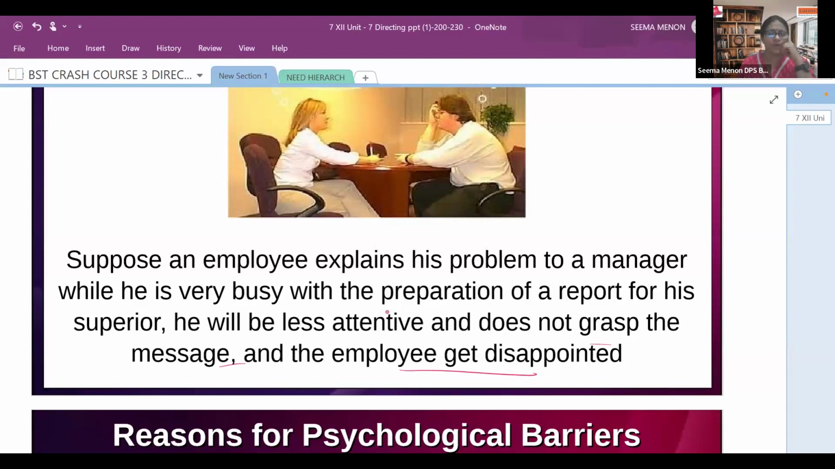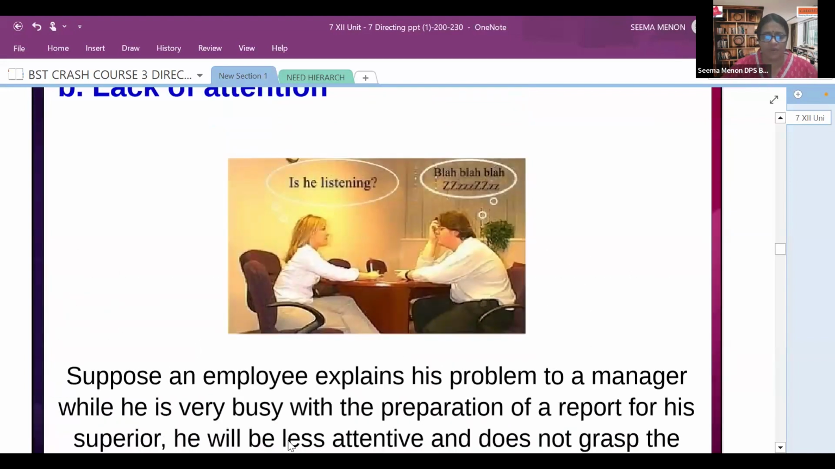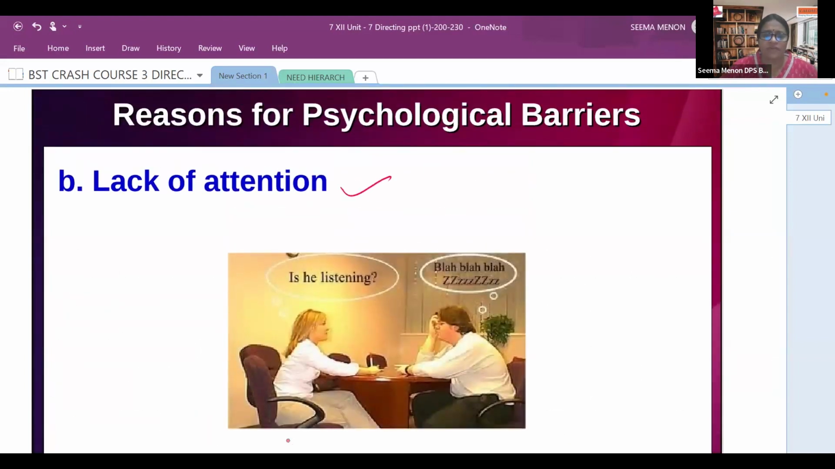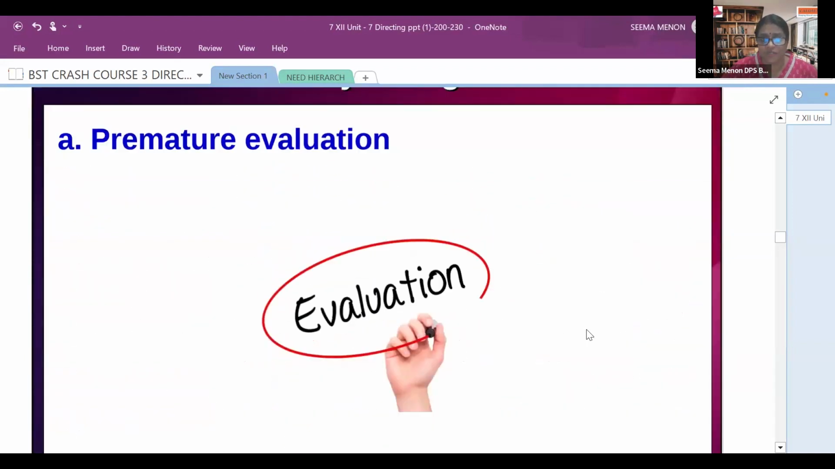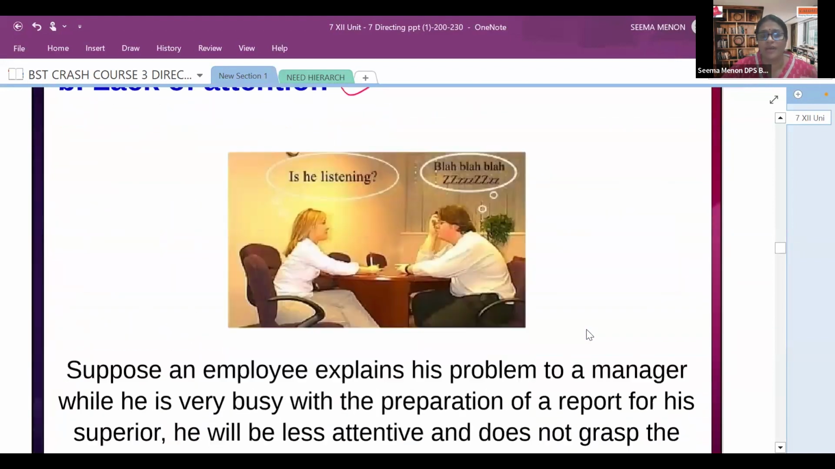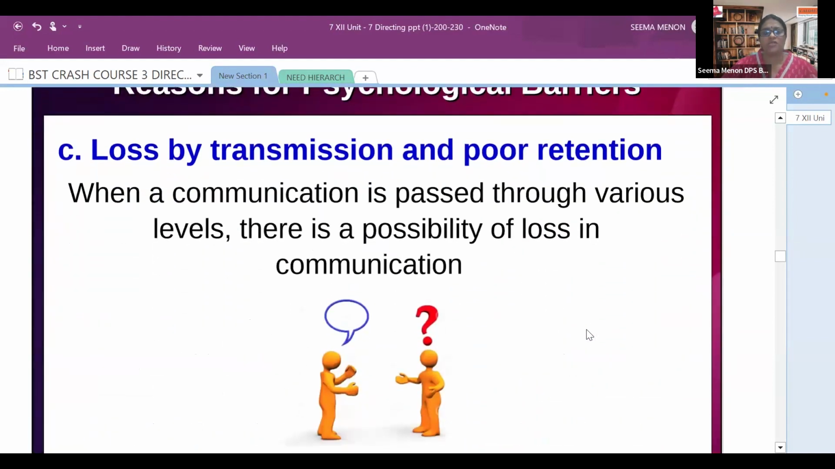What does the employee feel? The manager is ignoring me. Actually, the manager is engaged with some important work, so here the manager will not be able to pay attention. So that is lack of attention. Next one, premature evaluation is the first one. So it is entirely a psychological aspect. Okay. Next one is loss by transmission and poor retention.